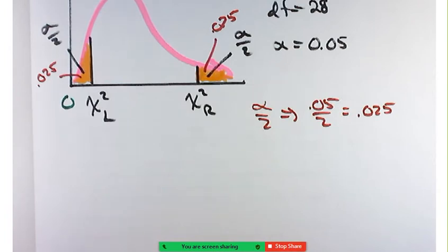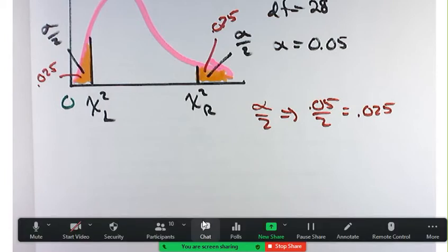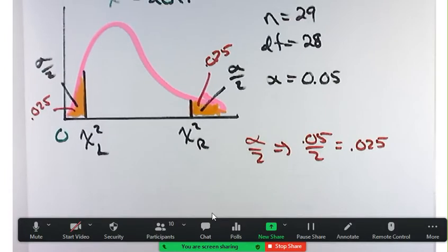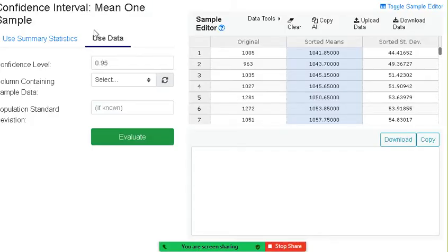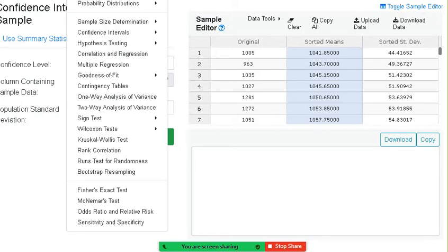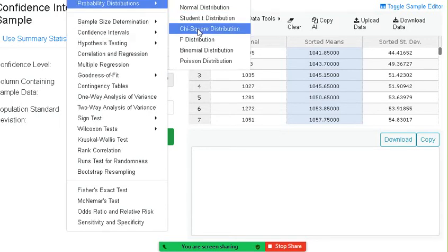Let's see how we can find those values. Where do you think is a good place to go find those values? StatDisk. Yeah, absolutely. I don't know if Google Sheets does it, I think they do, but it's much easier on StatDisk. This is pretty nice. It is so much better than the tables you used to have to use in this course. So analysis, and then probability distributions. And there's our chi-square distribution. Let's select that one.